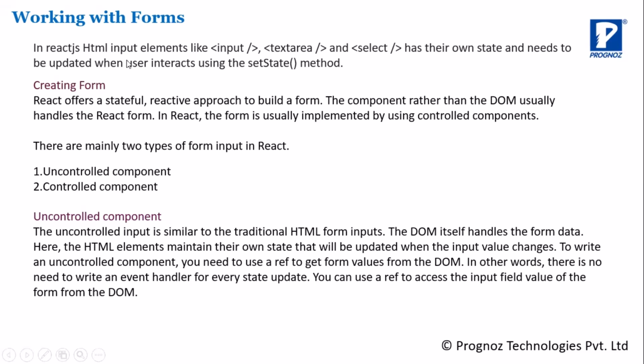In React.js, we can use HTML input elements to create the form: input element, textarea, select, radio button, checkbox, everything we can create. Each and every input element has its own state, and it needs to be updated when the user interacts with that particular input element. How is it updated? By using the setState method. We know that if we want to change any state in React.js, we use the setState method.